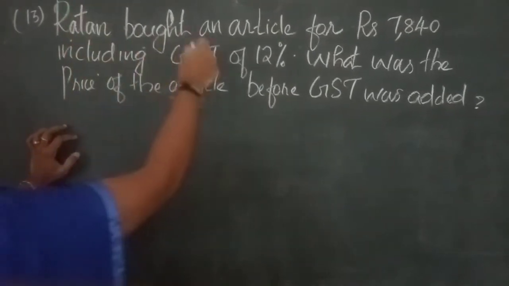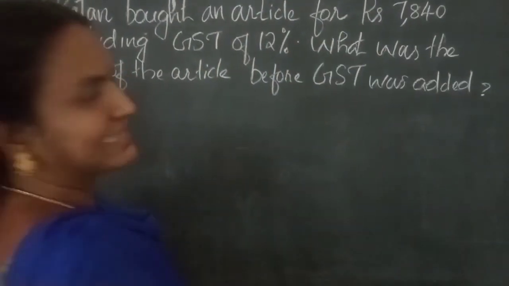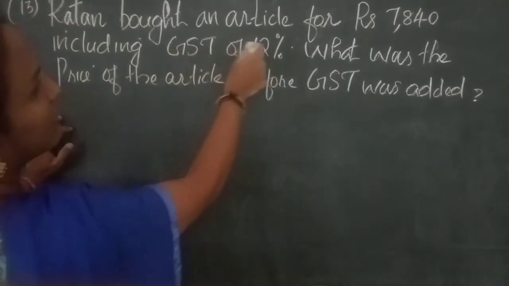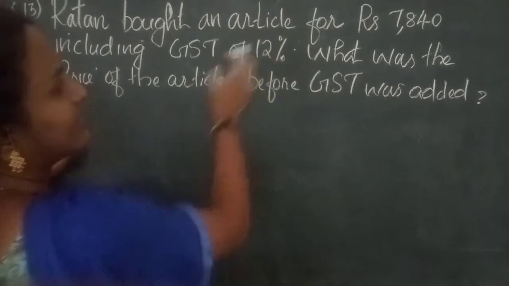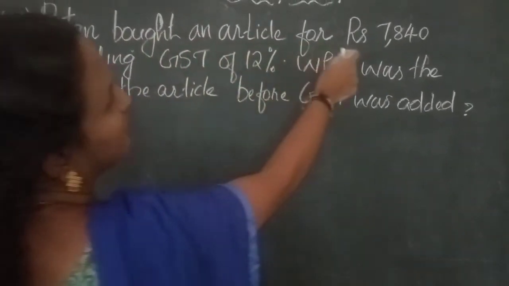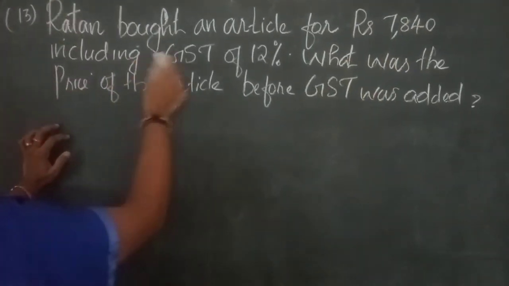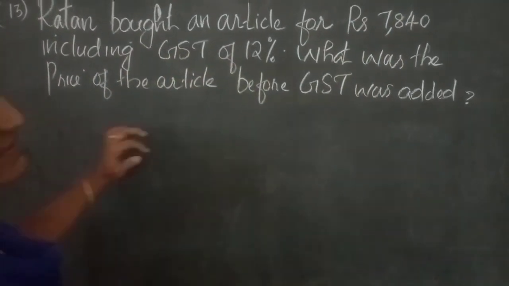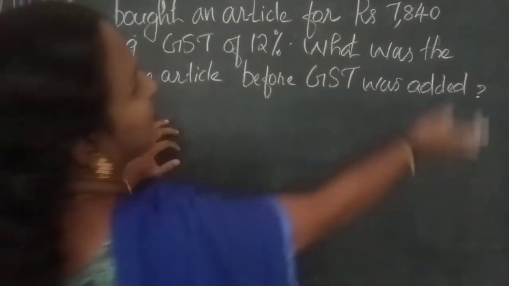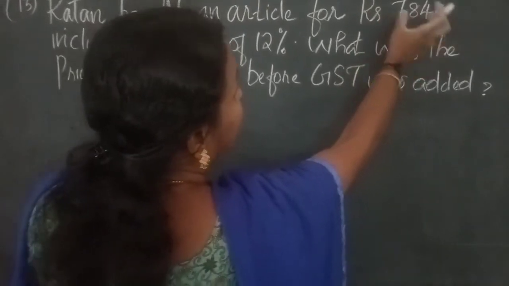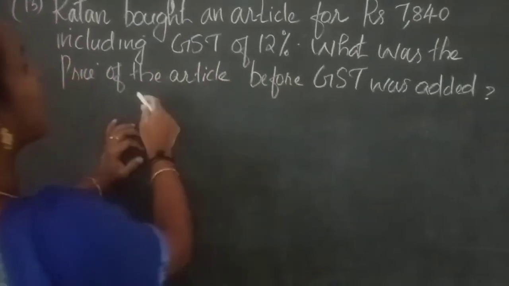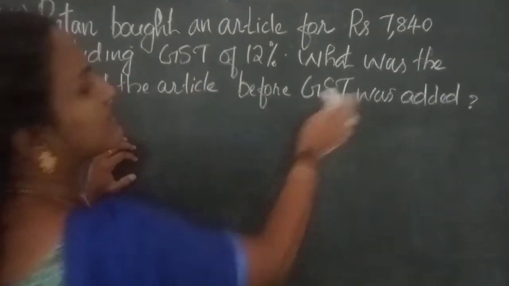Next, question number 30. Ratan bought an article for rupees 7,840, including GST of 12%. So GST rate is given, 12%. What is given? GST rate is given 12% and price after GST is given, 7,840. What was the price of the article before GST was added?